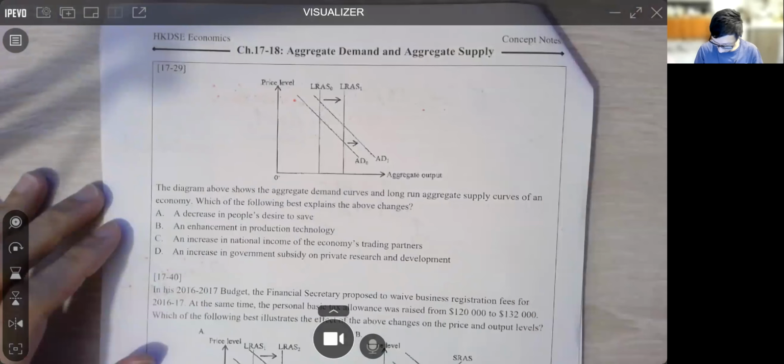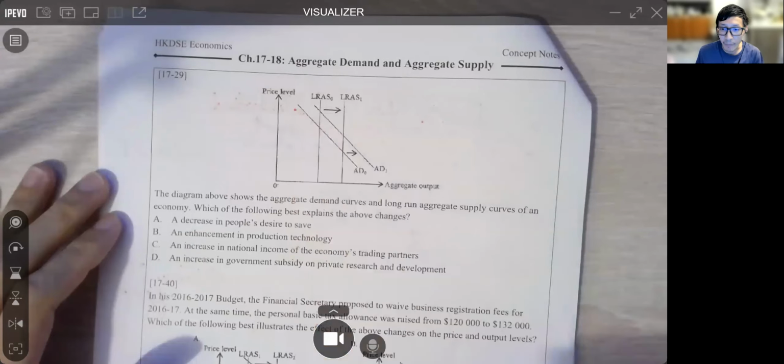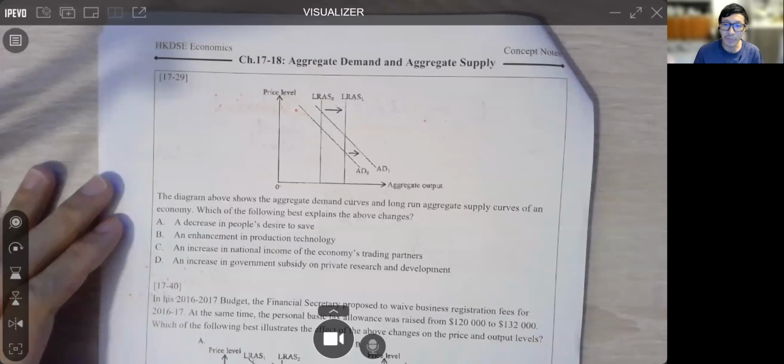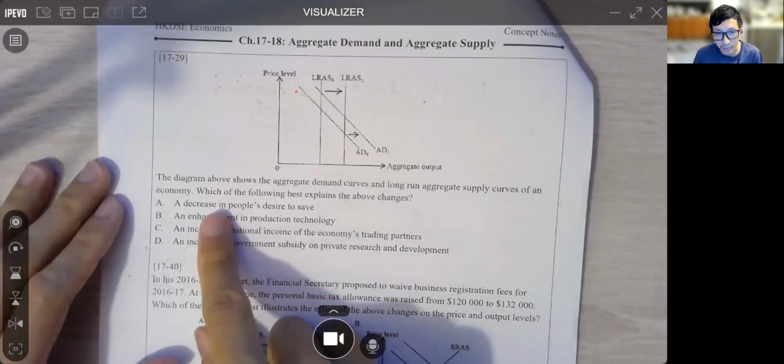All right, great, now what about the next question? Page 13, 我哋望望啦. AD and LRAS both increase, so let's see which of the following would be the best explanation for that.